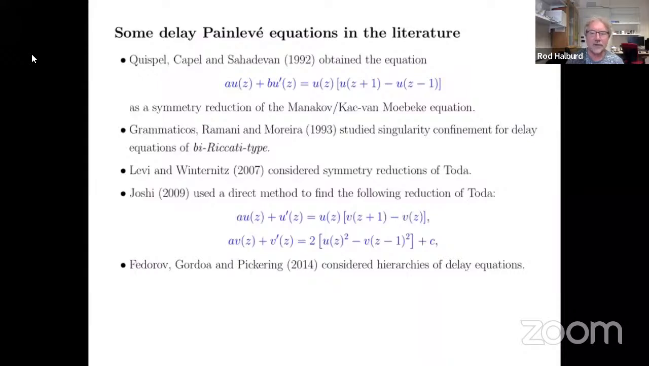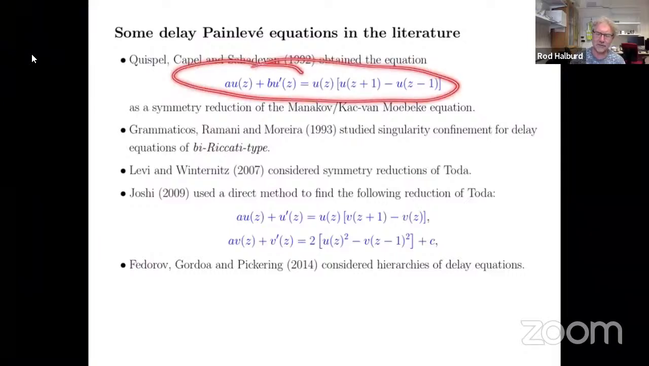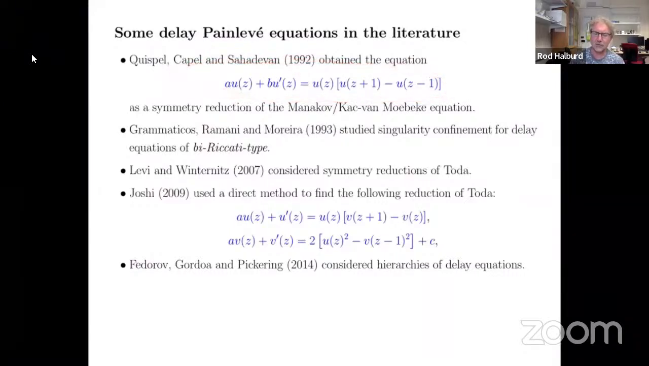Okay, so some of these equations have appeared in the literature. I've already mentioned the Quispel, Capel, Sahadevan equation. Again, it's a reduction of Manakov or Kac-van Moerbeke. Grammaticos, Ramani, and Moreira used an analog of singularity confinement, which I'll describe a little bit later, to look at so-called bi-Riccati type delay equations.